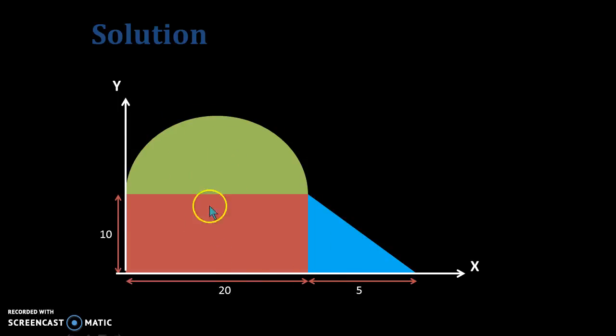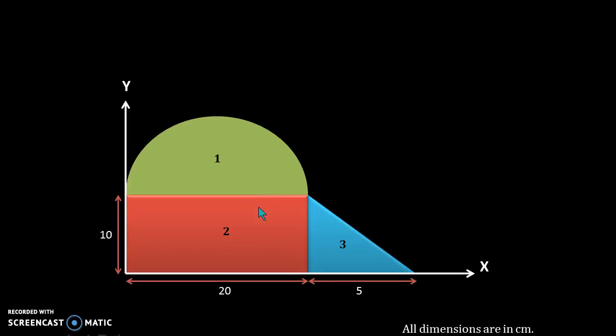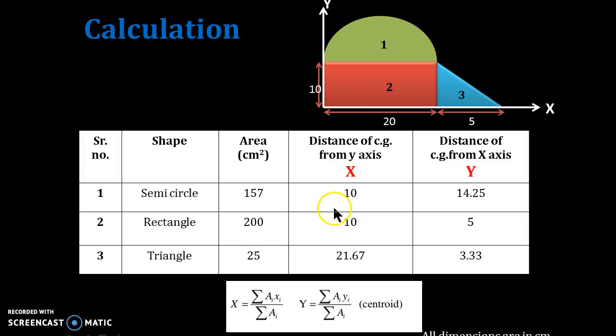We know the area of all these three shapes and we know the centroid of all these three shapes. So using that, we can find the centroid of the whole uneven area. So this is our first, second and third shape. For the calculation part, for the semicircle, the area is pi by 2 r square. The distance of CG from the y-axis will give us x bar. The distance of CG from the x-axis will give us y bar.